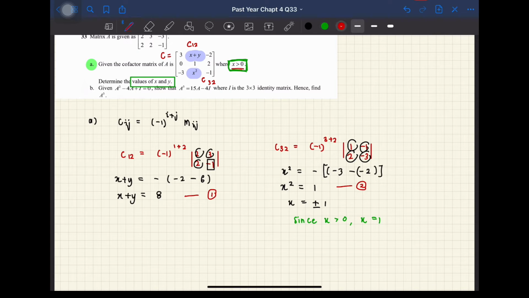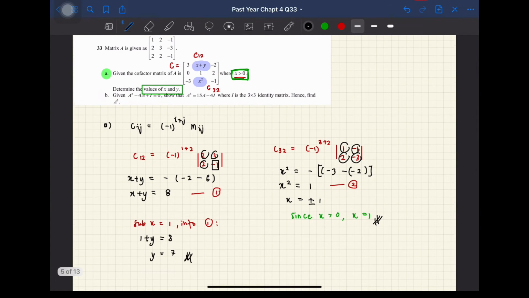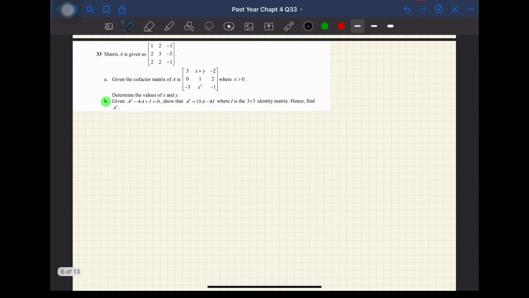Okay, so sekarang just substitute the value that you have. Okay, so substitute X equal to 1 into the first equation. So when substitute, you are going to have 1 plus Y equal to 8, which gives you Y equal to 7. So that is your answer for Y and also X. Okay, so settle the first part. Okay, so let's move on to the second part. Okay, so part B, given that we have this equation, and then soalan minta kita show that daripada sini, dia boleh jadi sini.